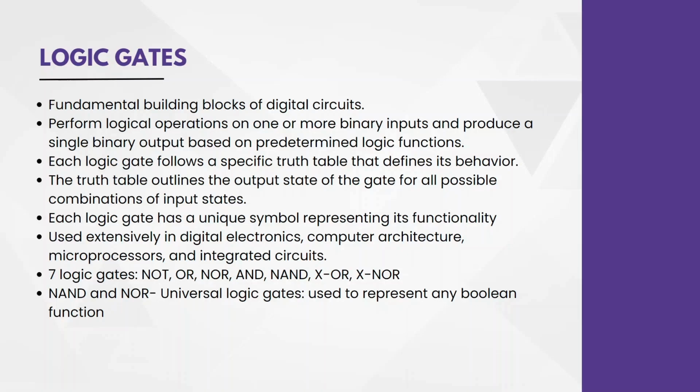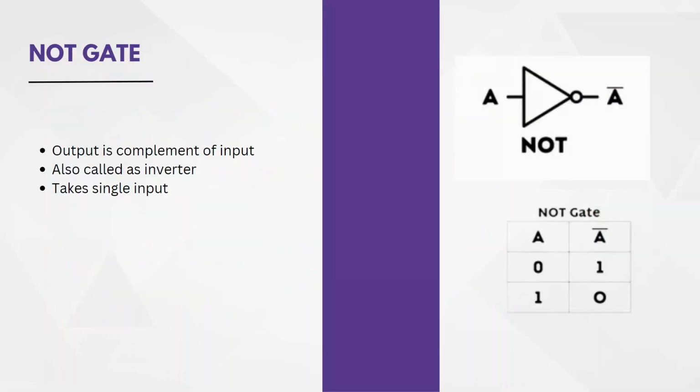Let us now start by learning about the NOT gate. NOT means negation or a complement. So what this gate does is, this is the symbol, and it will give a complement of the input. So suppose input is 0, then it will give output as 1. And if input is 1, then it will give output as 0. This takes a single input. So we have two cases. This is the truth table.